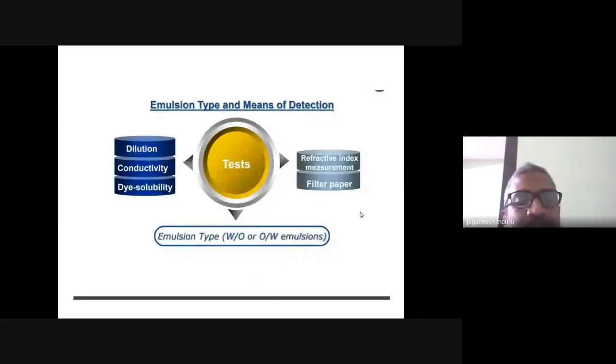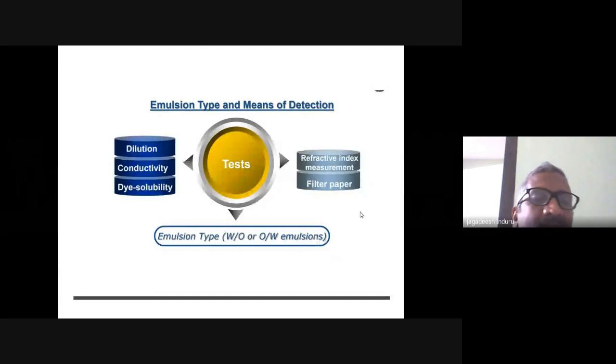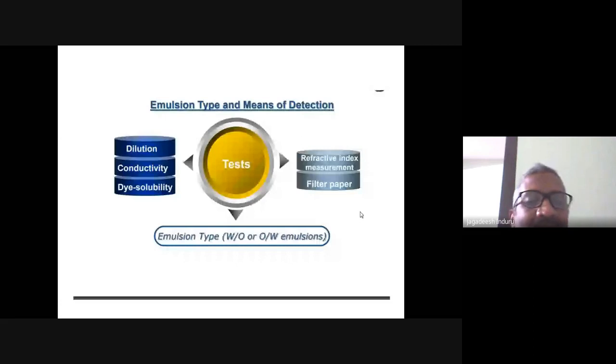Dye solubility test. We add a water soluble dye. If the continuous phase of the emulsion becomes colored, then we can name it an oil in water emulsion. If you add an oil soluble dye and it is concentrated only in the globules, then it is considered an oil in water emulsion. Or if the oil soluble dye you added makes the complete emulsion appear colored, then it is a water in oil emulsion.